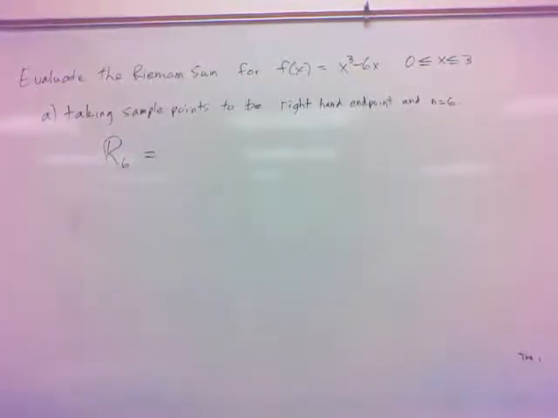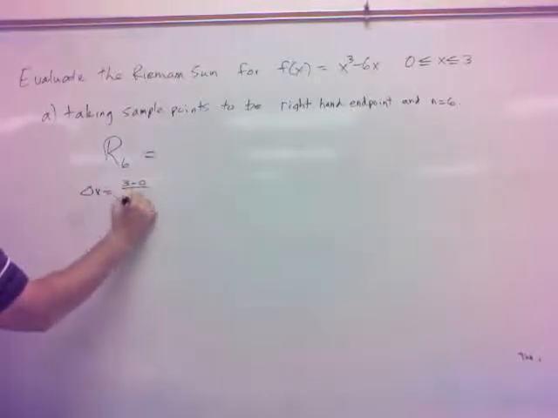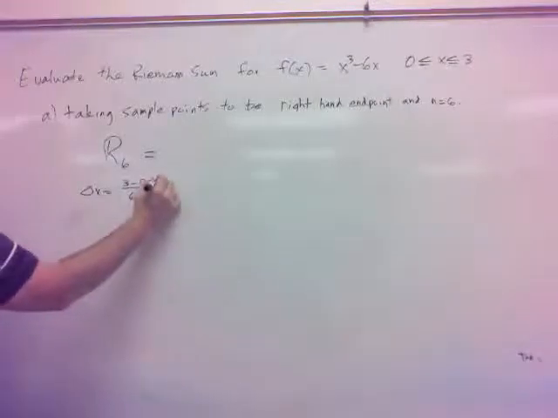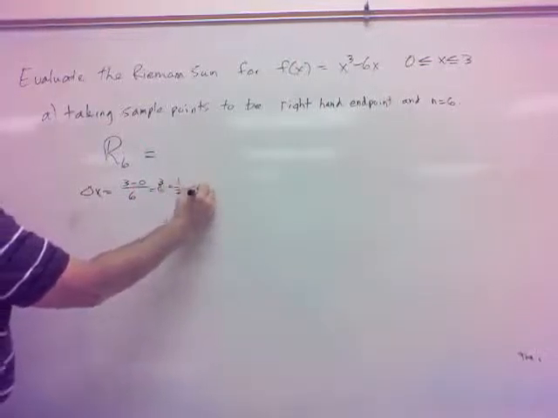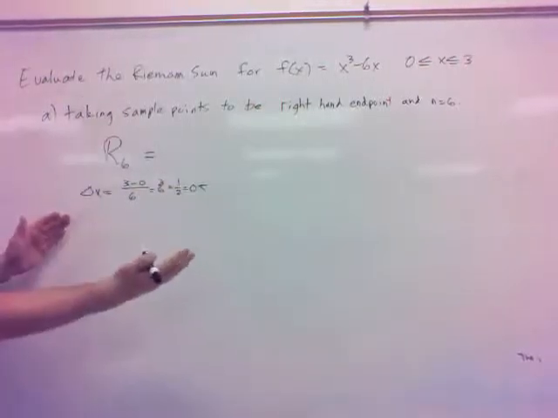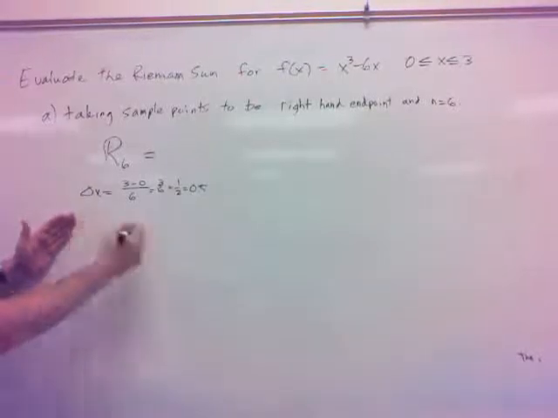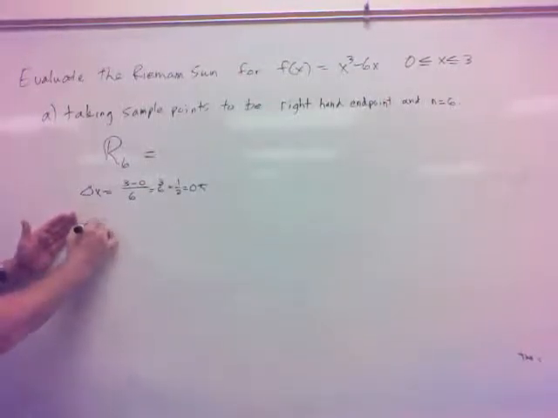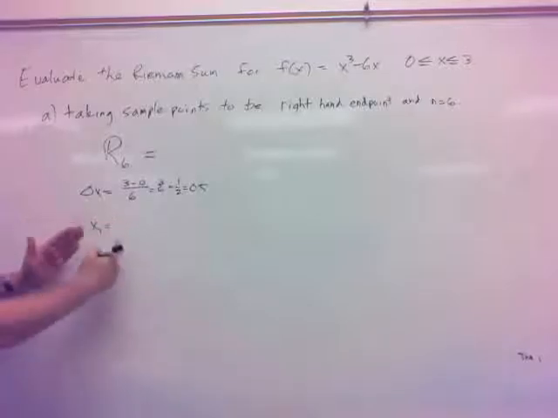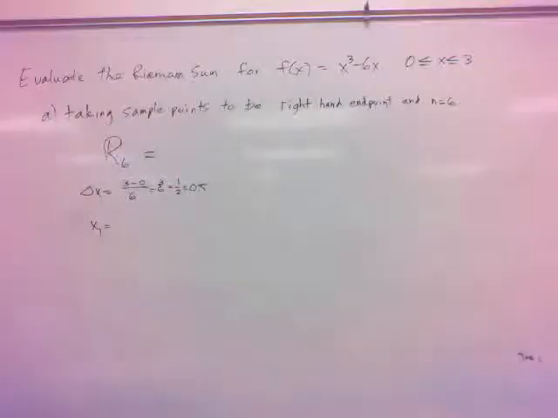Okay. Well, R6, I need my delta x. What would delta x be? 3 minus 0 over 6, b minus a over n. It's 1/2, 0.5. So each of the rectangles is going to be 0.5 wide. Since I'm doing right-hand endpoints, I might want to go ahead and list out x sub 1 and all that. Draw it out if you want to. What would x sub 1 be? Well, x sub 1 is the first one after the left-hand endpoint, so that would be 0.5.